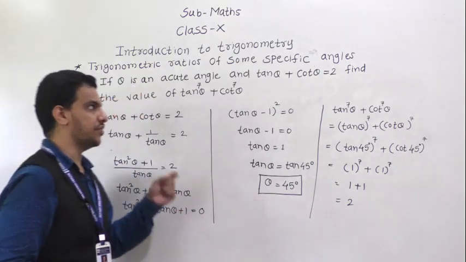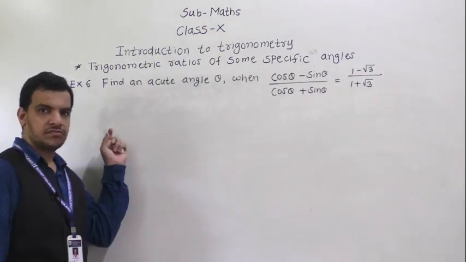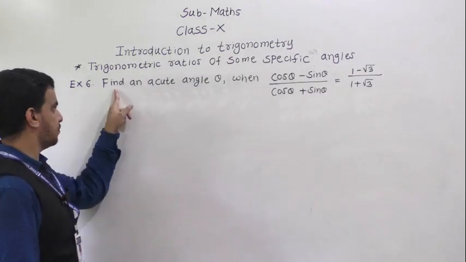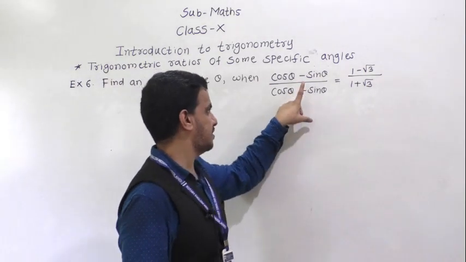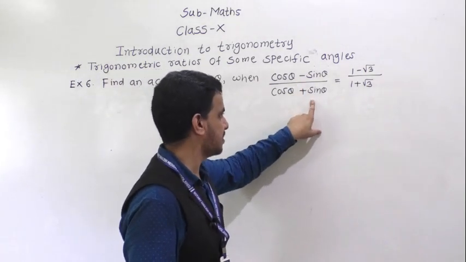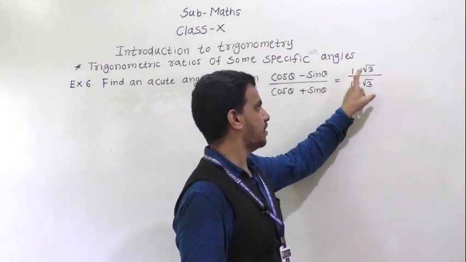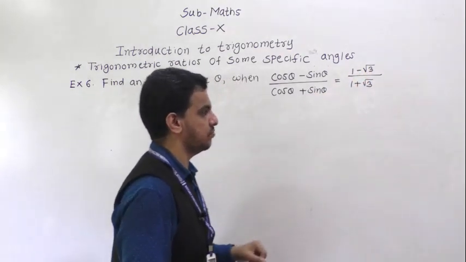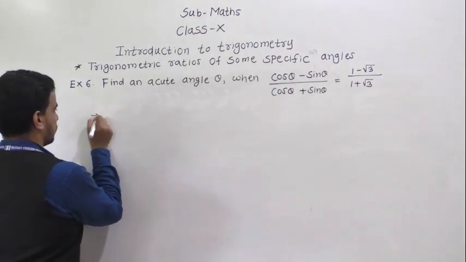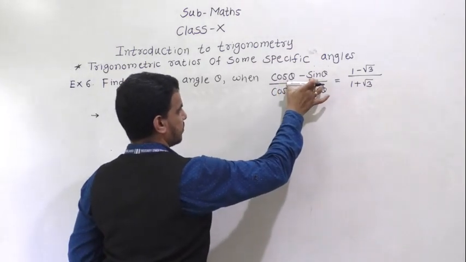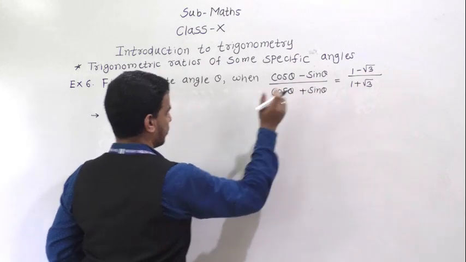Okay, now we will take the next example. The next example is: find an acute angle theta when (cos theta minus sin theta) upon (cos theta plus sin theta) is equal to (1 minus root 3) upon (1 plus root 3). Okay, so here we have to divide this numerator and denominator by cos theta.